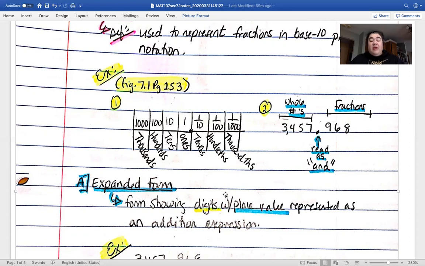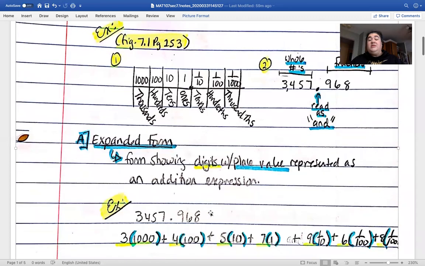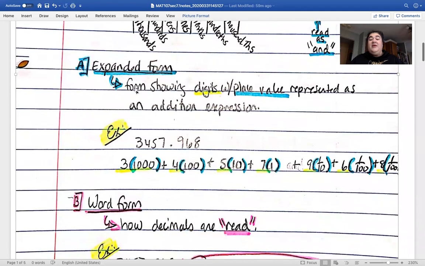Now, there are some various ways that we can look at decimals, and one of the ways that we like to look at it is by using expanded form.